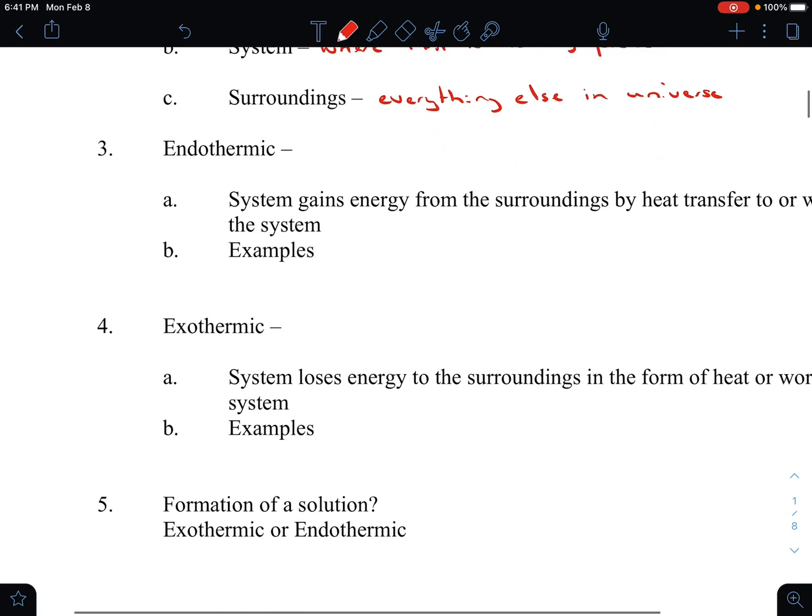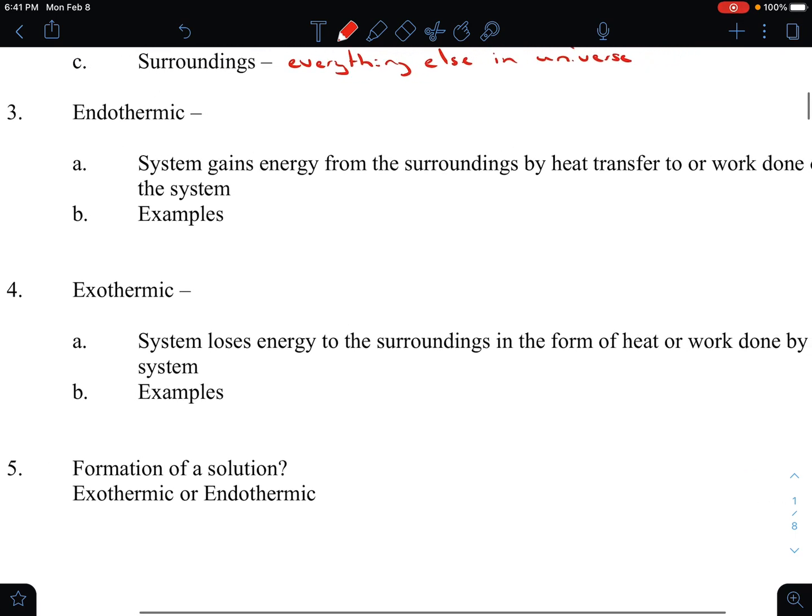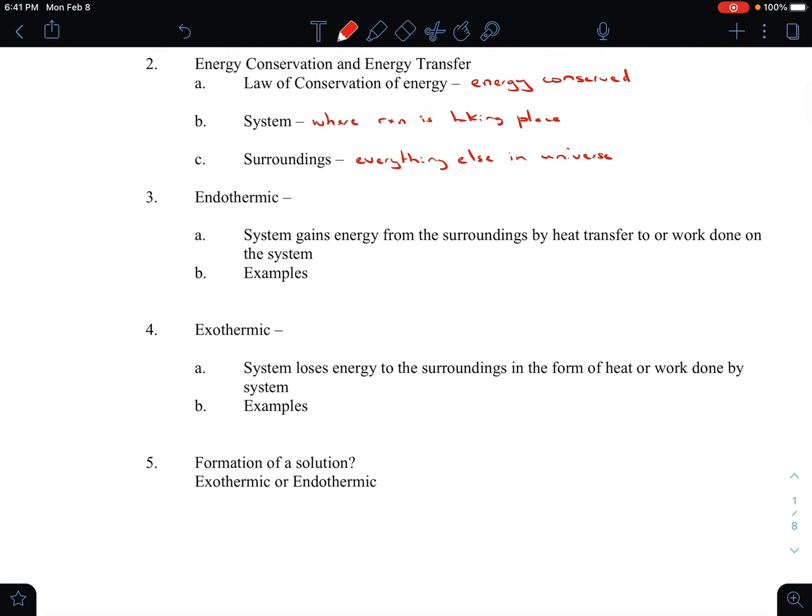Now, the two terms that we're really here for are endothermic and exothermic. So let's start off by defining endothermic. This is where energy is absorbed by a reaction. So this is where the system gains energy from the surroundings, so the surroundings are giving energy to the reaction. Or this could be in terms of work, and so that is work done on the system.